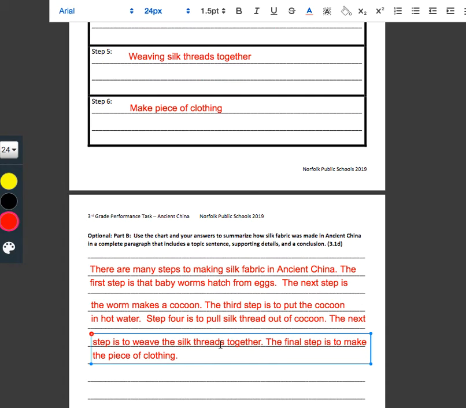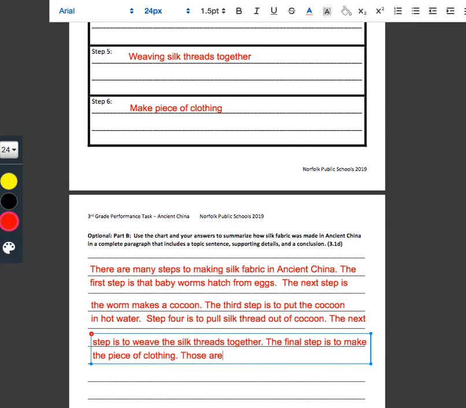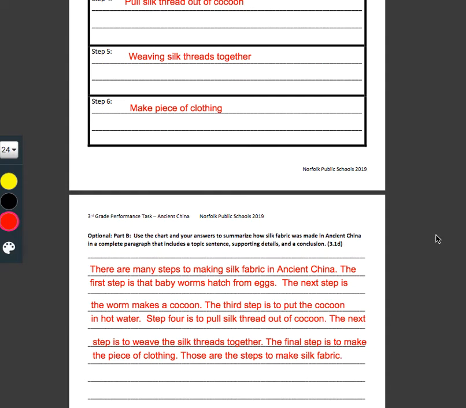Okay, so I have all my steps, and my final thing is to write a conclusion. So my conclusion is just going to summarize what all this was about. So it could be as simple as, those are the steps to make silk fabric. Done. So this is what the whole assignment will look like. The students will have it as paragraphs.